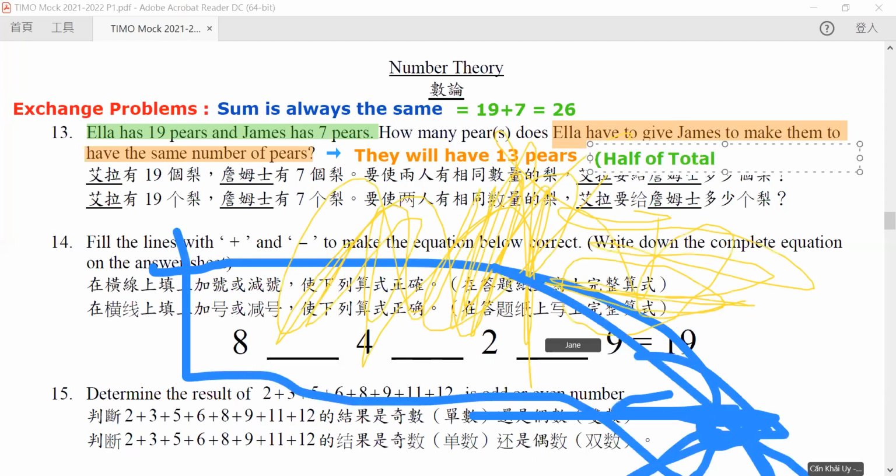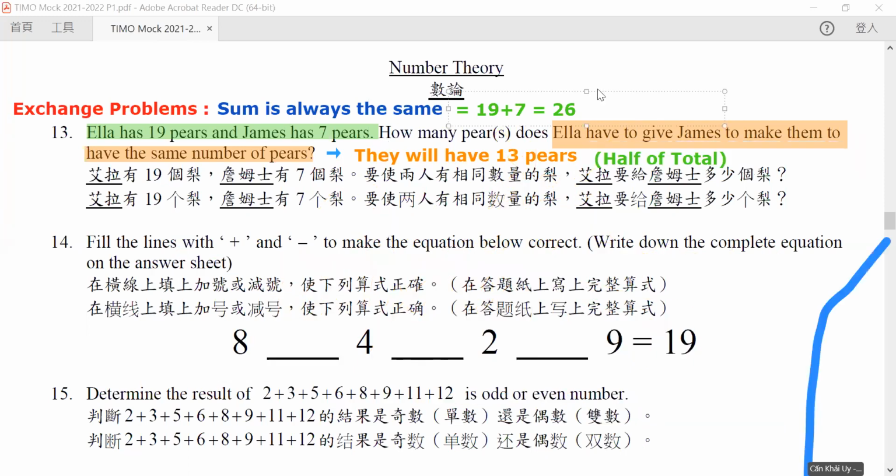Teacher, I don't hear the sound. Okay, this will be half of the total.